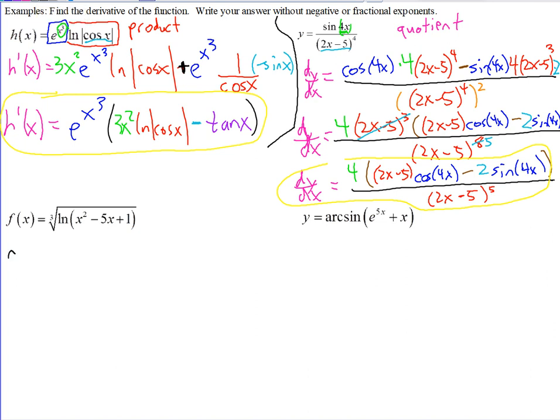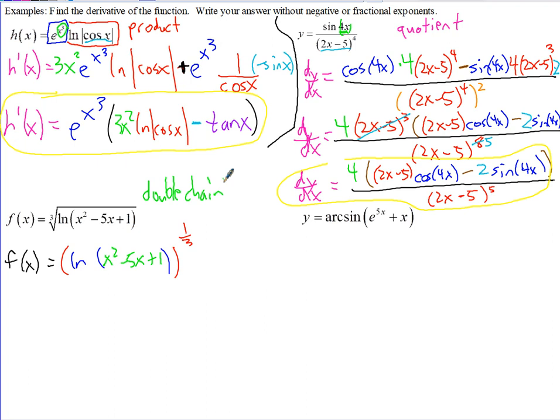So I'll rewrite this as f of x equals, the cube root is the same as raising to the 1/3 power. And then inside that we've got natural log. And inside natural log we've got a square. So this one is an example of a double chain. We've got two functions inside. I'm going to take it through. So this is still just the original function.